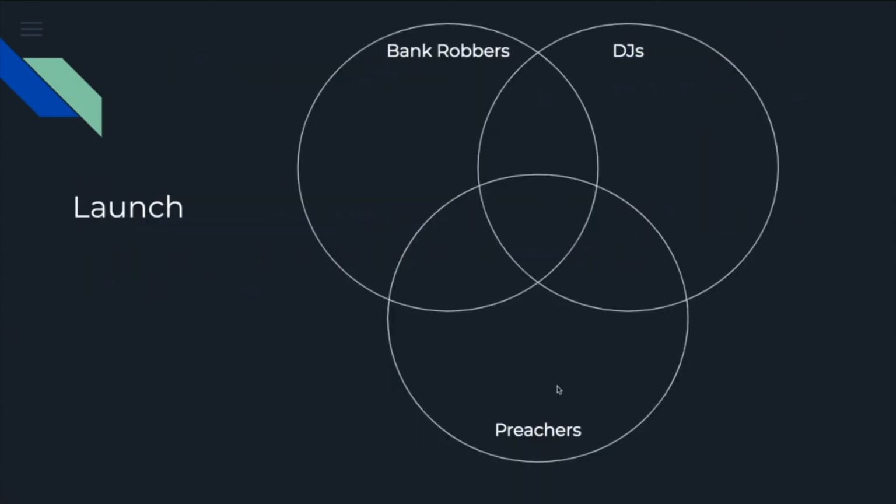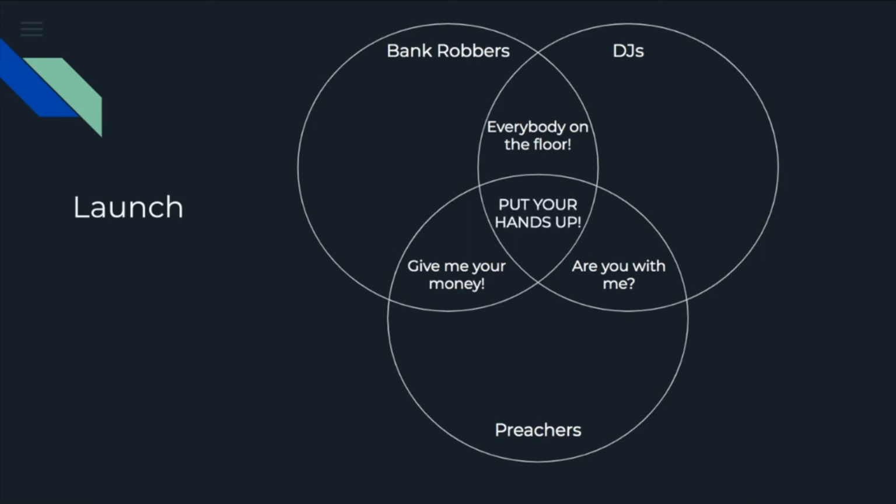All right. So I'm going to launch you with this little Venn diagram. It's kind of funny. So the three sections are bank robbers, DJs, and preachers, right? Bank robbers and DJs both say, everybody on the floor. Bank robbers and preachers say, give me your money. DJs and preachers say, are you with me? And they all say, put your hands up.